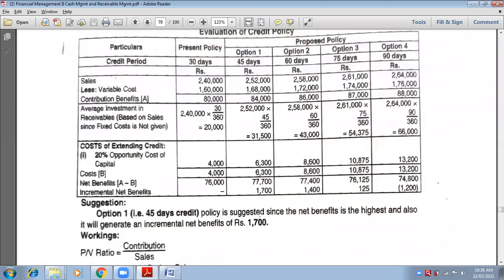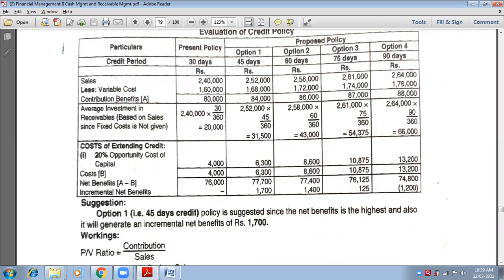What will you write in the bracket? Listen very carefully. You have written opportunity cost. Now start a bracket. Write down 20 percentage on average investment in debtors. This is a common bracket for all, therefore you are making it in the column of particulars only. So whatever average investment is there, you have to take 20 percentage of that and fill the amount.